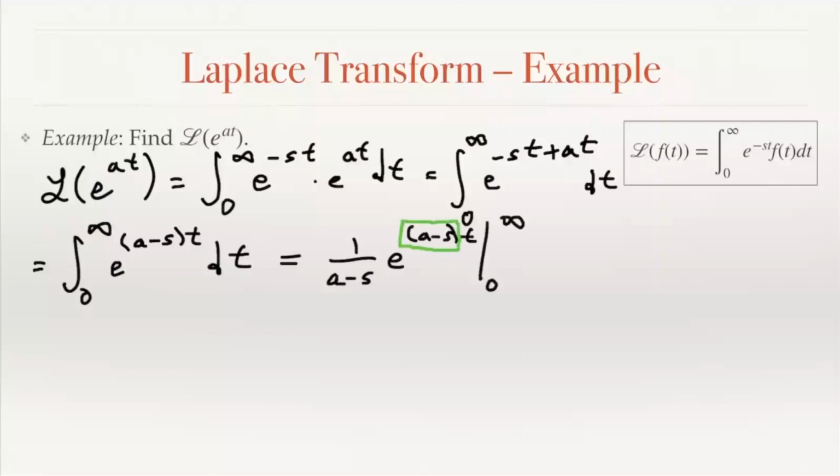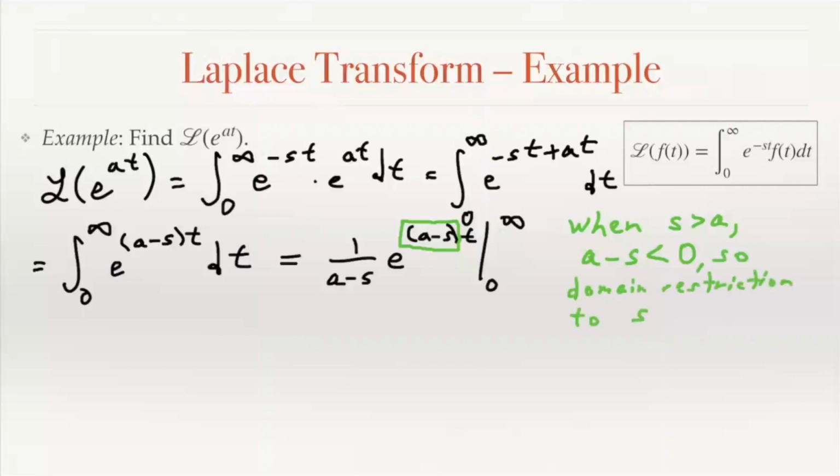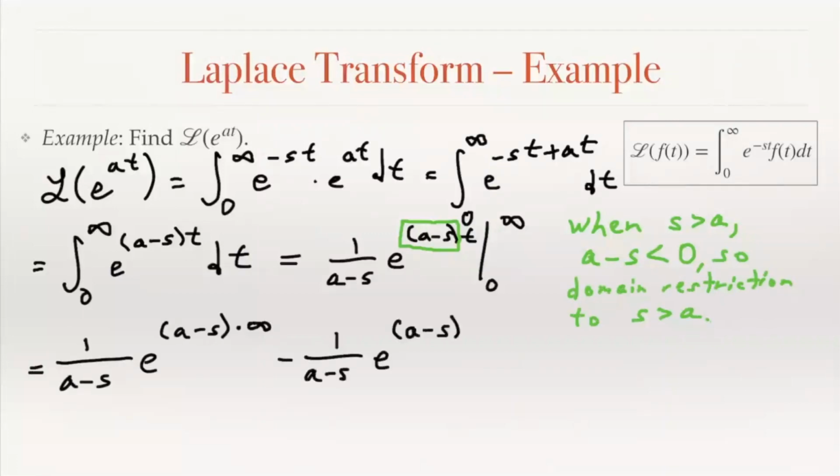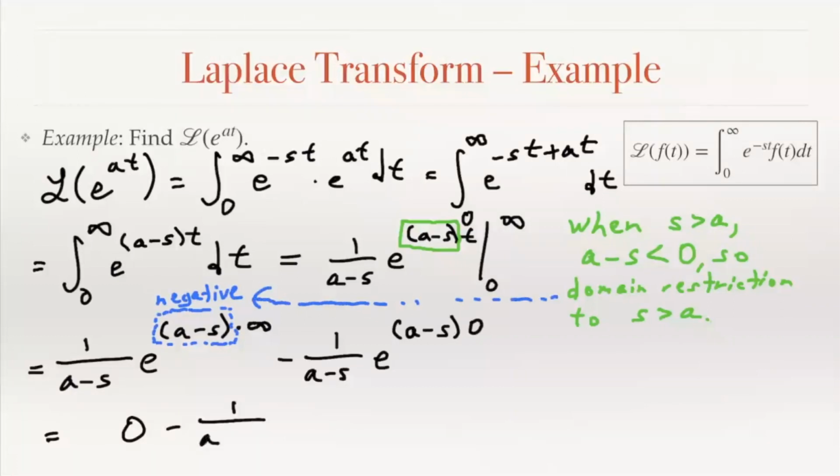Remember that the Laplace transform exists when the integral converges, which is when a minus s is less than 0, that is, when s is greater than a. So technically we have a domain restriction to s being greater than a. And for the result, we plug in infinity and subtract the evaluation at 0. Because of our domain restriction, that term is negative, so it goes to 0. So this is 0 minus 1 over a minus s times 1, which is 1 over s minus a. In practice, we never need to worry about these domain restrictions. We just say that the Laplace transform is 1 over s minus a.